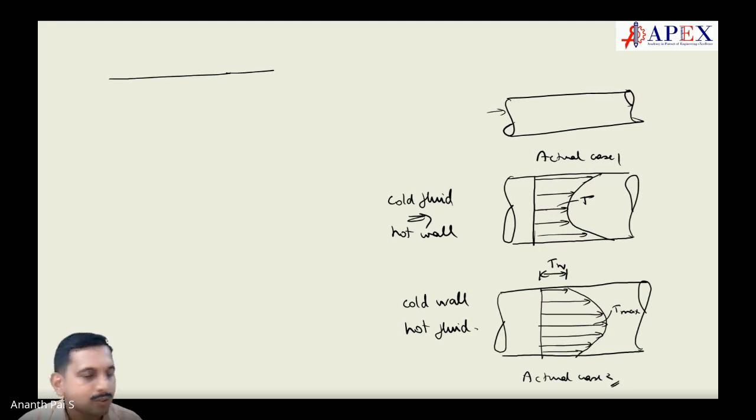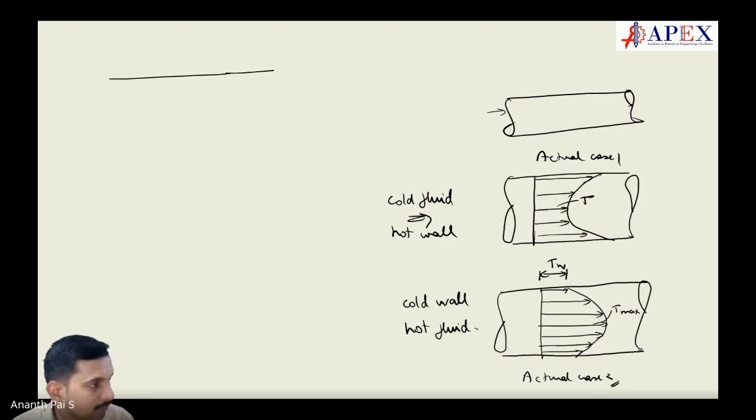Chalo, don't worry. So, cold fluid, hot wall, and cold wall, hot fluid. These are the two things which can happen, and these are the temperature distributions. Make sense? Basically, cold fluid, hot wall, cold wall, hot fluid. That's it. And this is the temperature distribution.